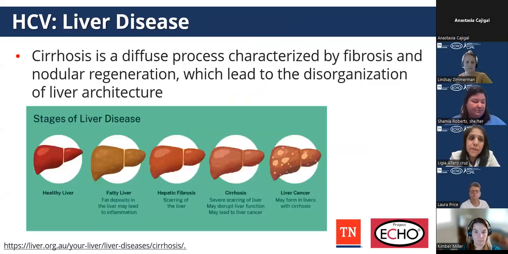Next slide, please. So when we talk about liver disease, let's start by talking about cirrhosis. We've talked about this a little bit in previous sessions, but it's important to remember that this is a diffuse process characterized by fibrosis and nodular regeneration. These can lead to the disorganization of the liver architecture, where you have a healthy liver, as you can see in this picture, that becomes more and more damaged with time, leading to fibrosis, which goes to scarring of the liver. Then that can result in cirrhosis and potentially severe liver disease or liver failure.